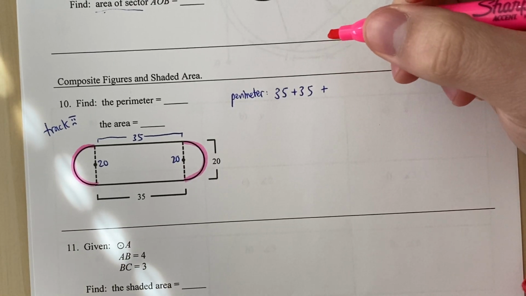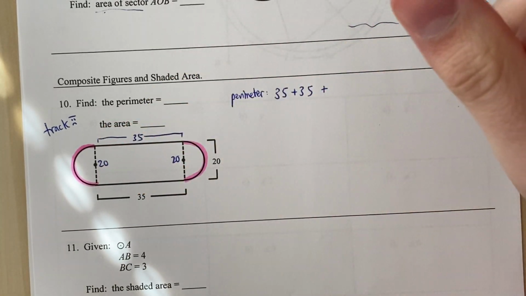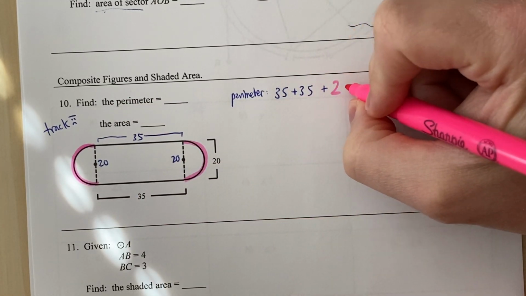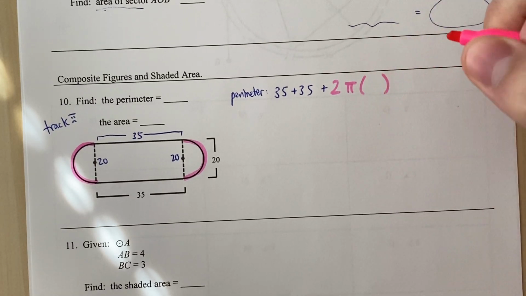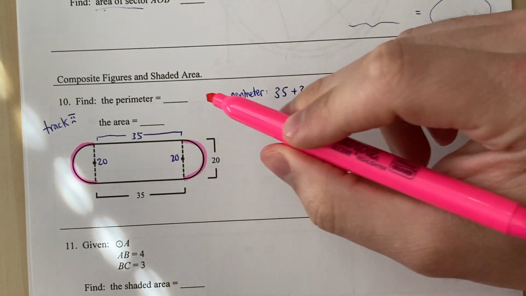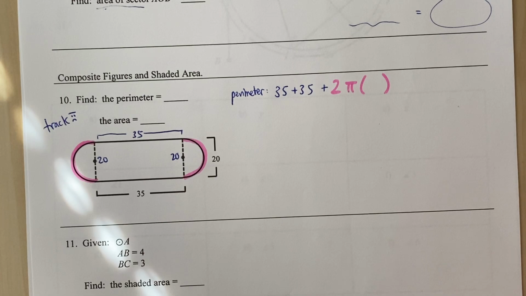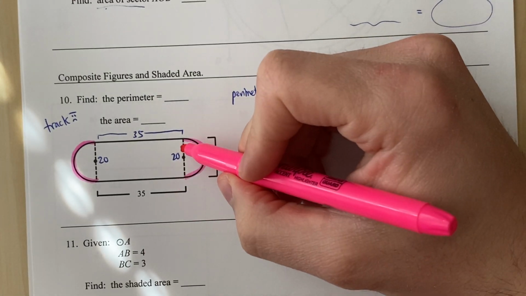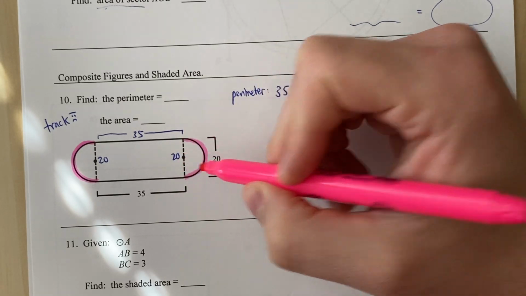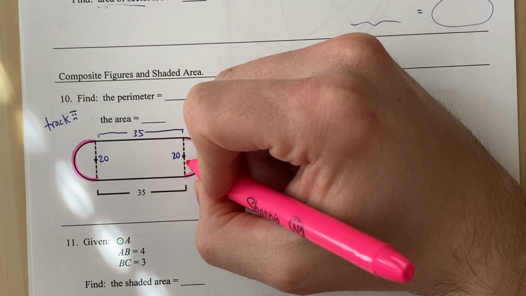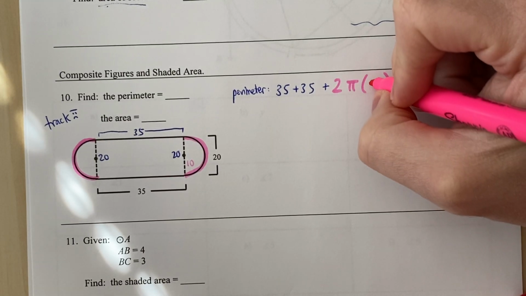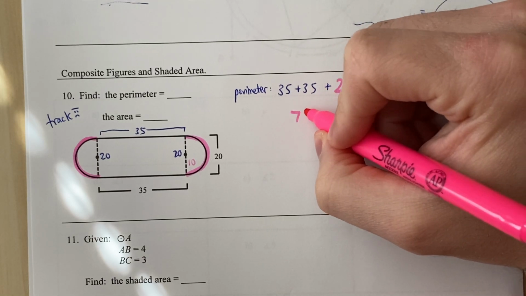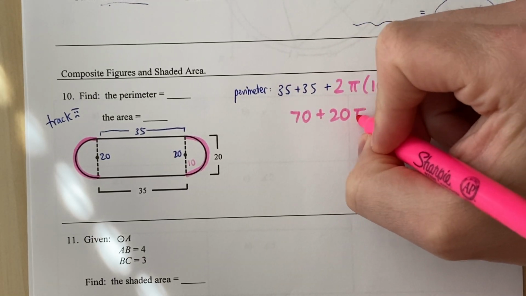Luckily, those two curves, if I put them together, make the outside of a full circle. So I'm going to add 2 pi r, aka a full circumference, to make the total perimeter. But the question is, what is the r? Well, the r is unknown to us, but we know that the diameter of this thing is 20, so the r is really 10. So my perimeter is 70 plus 20 pi.